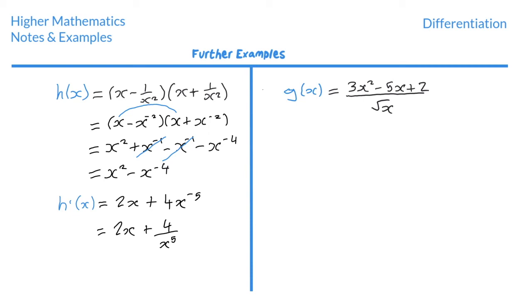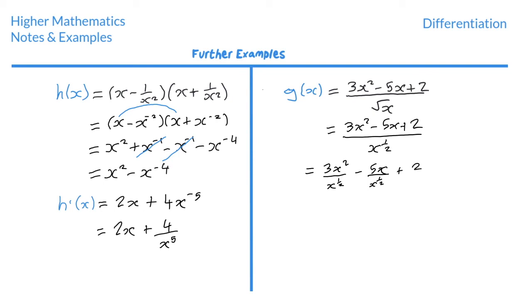Last example, g of x equals 3x squared minus 5x plus 2 all over the square root of x. So as before, I'm going to change the square root of x to the term x to the power a half. Now, how do we approach a quotient like this? Well, we break this fraction up into 3 separate fractions. So we can say that that's 3x squared over x to the half minus 5x over x to the half plus 2 over x to the power a half.